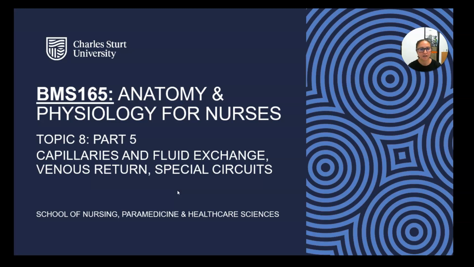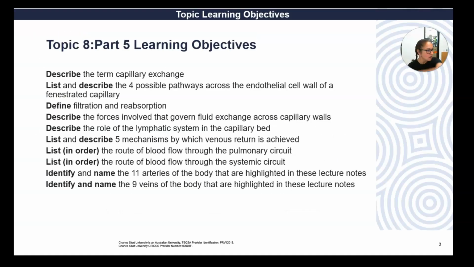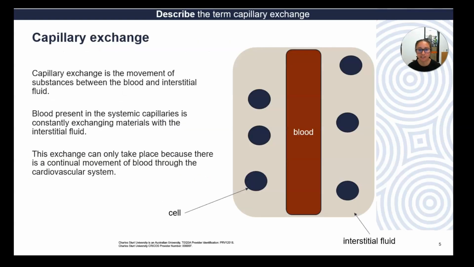Okay, so what I want to do now is finish off topic 8. So this is the last part. And we're going to have a look at what happens at the capillary, which is really important. I think it's the business end of anatomy and physiology, because it is all about cells interacting with their immediate environment and also what's in the blood.